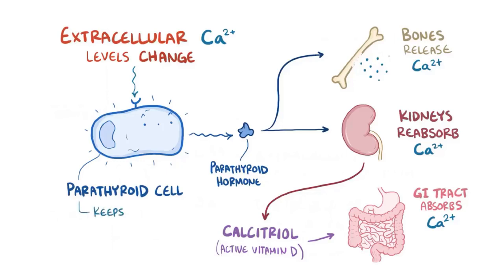Altogether, these effects help to keep the extracellular levels of calcium within a very narrow range, between 8.5 to 10 milligrams per deciliter. Sometimes, though, total calcium levels in the blood, which includes diffusible and non-diffusible, can vary a bit, depending on the blood's pH and protein levels.